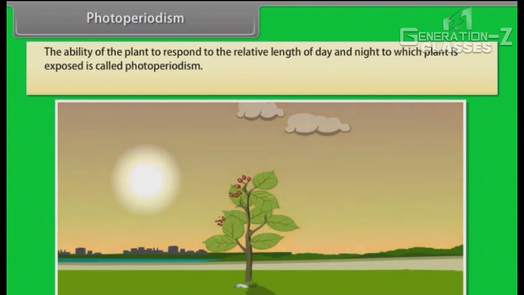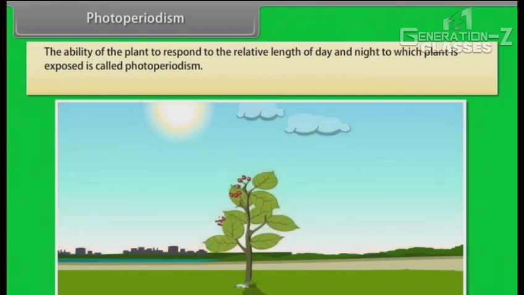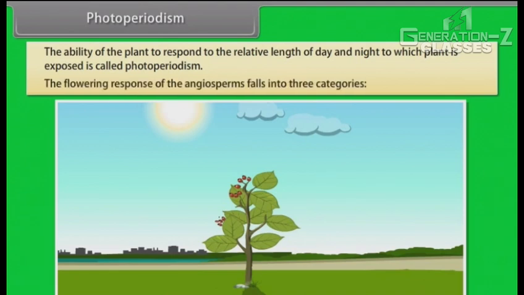Photoperiodism. The ability of plants to respond to the relative length of day and night to which the plant is exposed is called photoperiodism. The flowering response of the angiosperms falls into three categories.